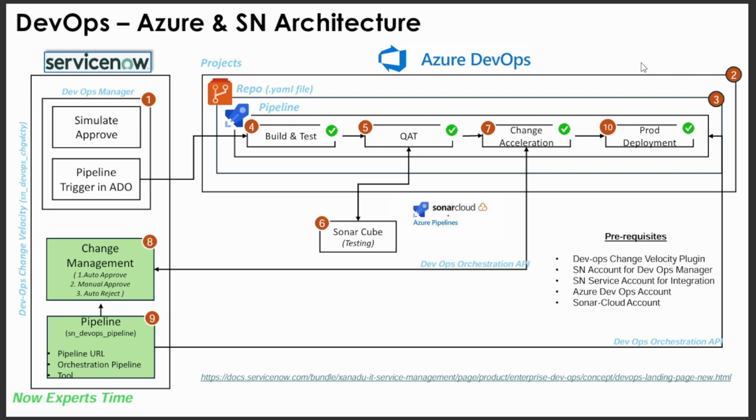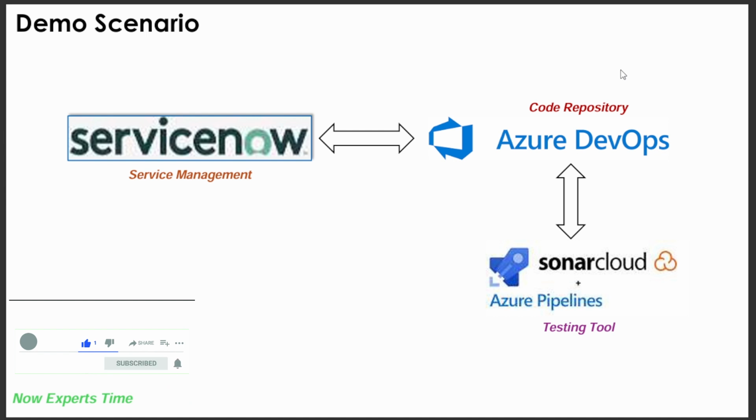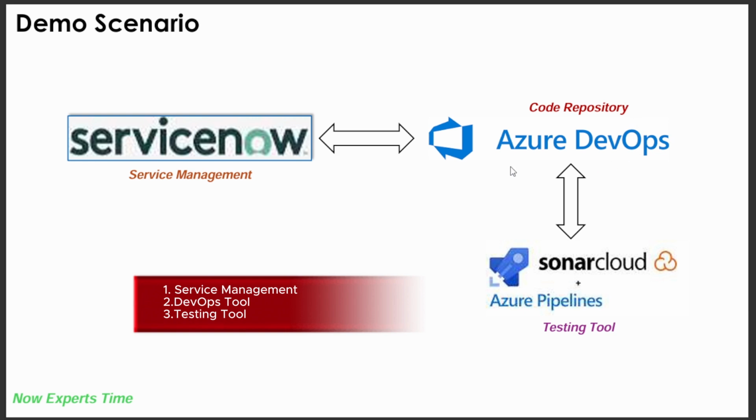So this is the second session. Today we are going to talk about how the architecture is going to support. Before going to this architecture, this is a tool we are going to use in this transformation program series. ServiceNow plays a service management role. Azure DevOps is a code repository. It's one of the CI/CD pipelines. And Sonar Cloud is a testing tool to understand the testing results. If it is greater than 85, then it supports creating a change ticket with the help of ServiceNow. And finally, the change will be deployed in your production environment.